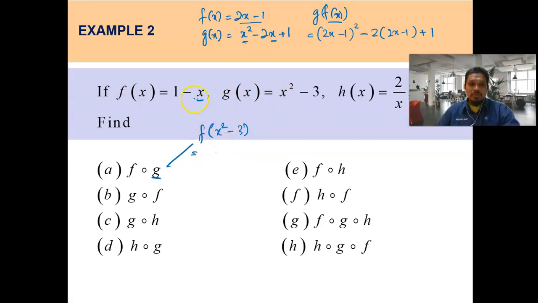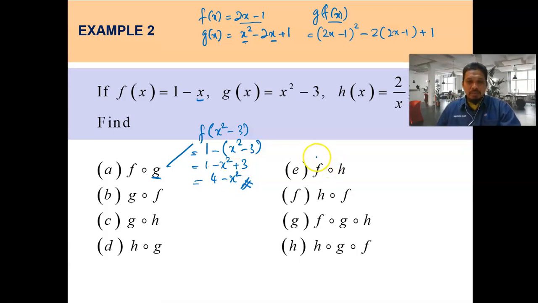Substitute g into x of this, 1 minus x, where g is x squared minus 3. So here we have 1 minus x squared, and negative negative becomes positive 3. So 1 plus 3 equals 4 minus x squared. Okay, so I think I'm going to move to the next slide for this A to H example.